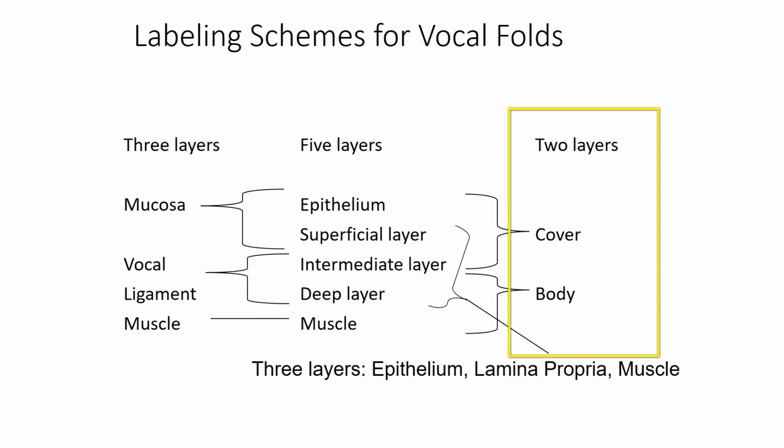There, the vocal fold is divided into the cover, which consists of the epithelium and the superficial and intermediate layers of the lamina propria. Those are the layers that tend to move during vocal fold vibration. And then the deep layer of the lamina propria and the muscle are called the body, those layers that stay in place during the vocal fold movement in phonation.